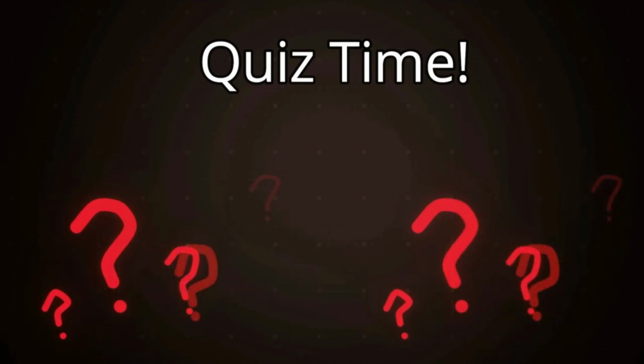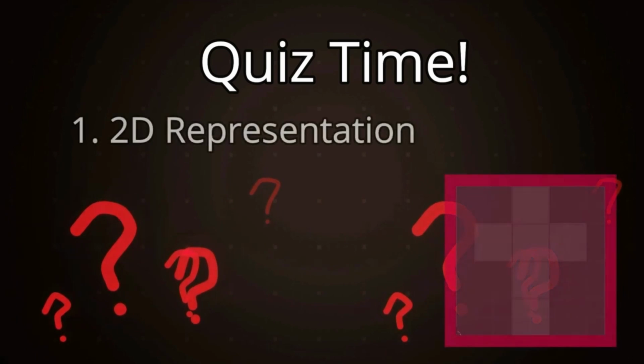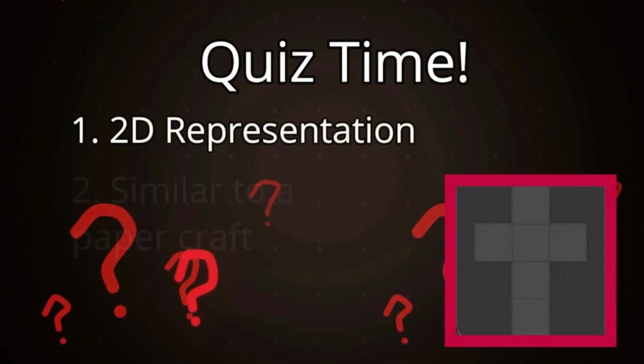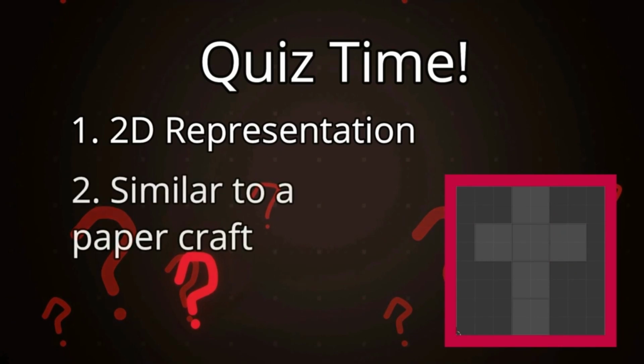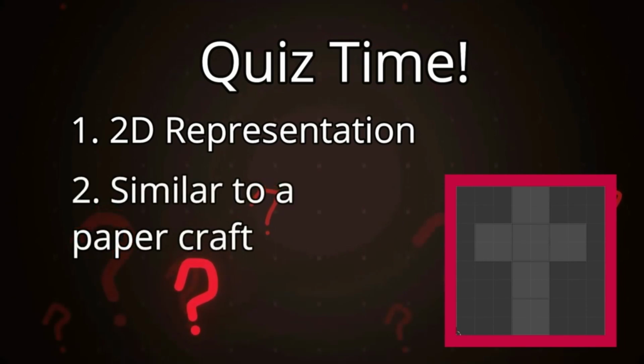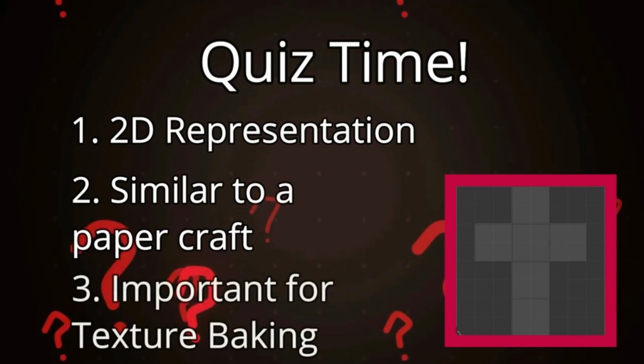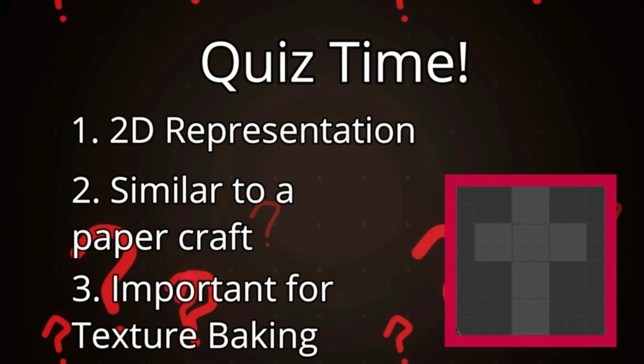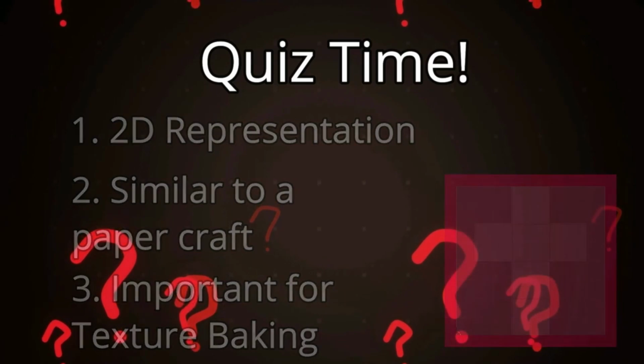Number 2. What is a UV map? A UV map is a 2D representation of our 3D object. It acts almost like a paper craft before it's turned into a 3D form. So you can think of a UV map as a flattened out version of our 3D object. This is really important for texture baking, so we can get an accurate texture to use in other software or other Blender files.